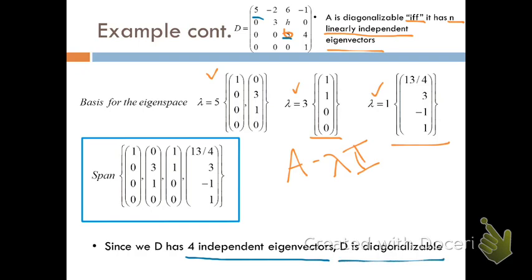So for the theorem that if A is an n by n matrix with n distinct eigenvalues then it is diagonalizable, the converse is not necessarily true. If a matrix is diagonalizable, you will not necessarily have n distinct eigenvalues, because in this case we notice that we have just 3 distinct eigenvalues.